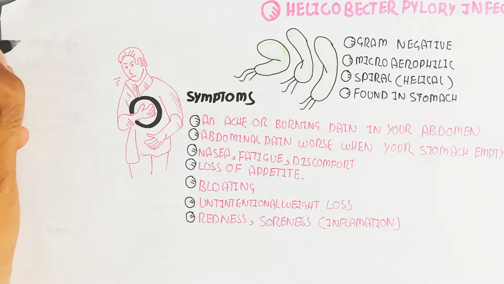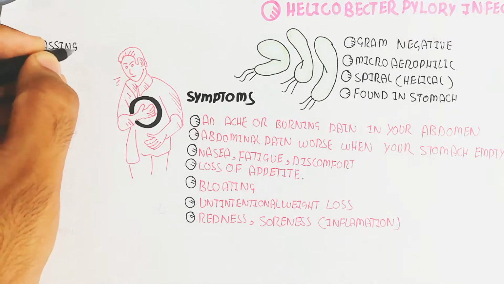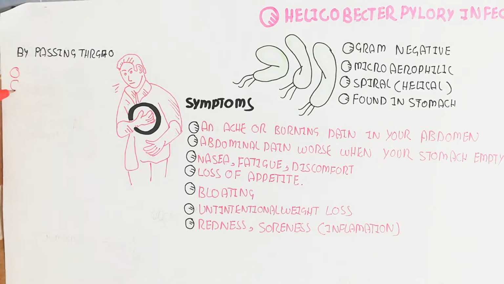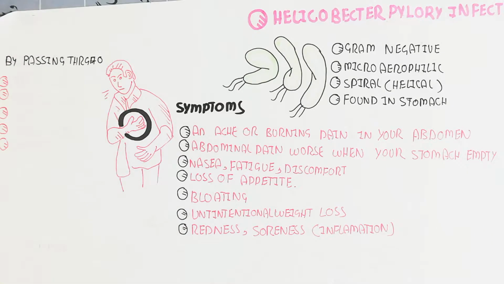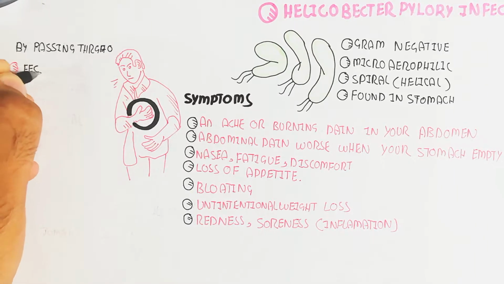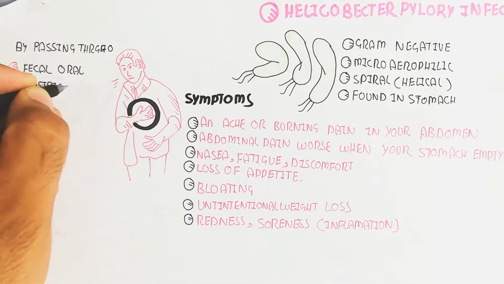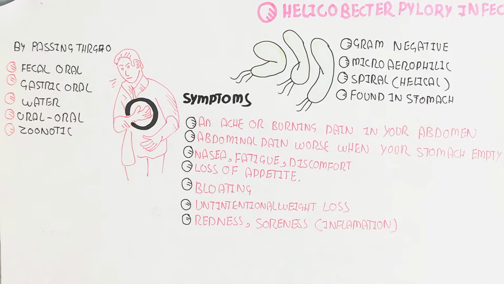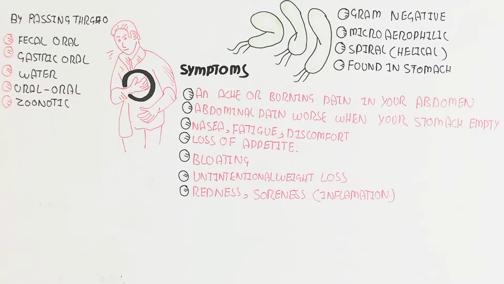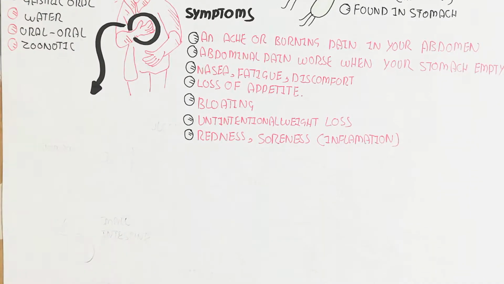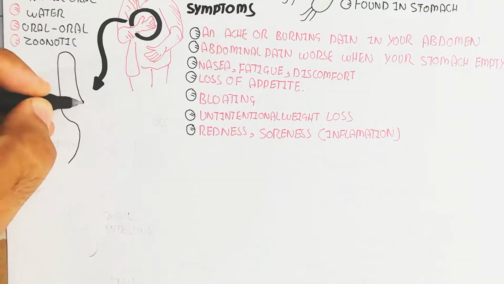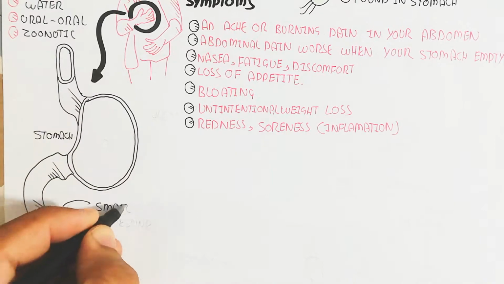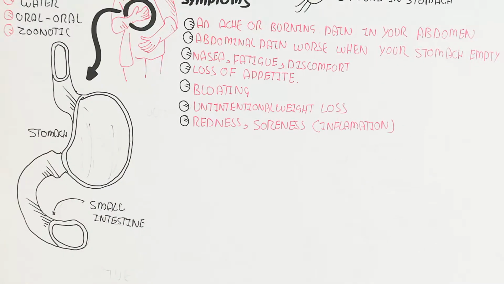On the other hand, the bacteria can also be transmitted by fecal to oral, gastric to oral, and through contaminated water, that is spoiled water. When we drink water containing Helicobacter pylori, it will cause infection. It also spreads oral to oral, and it is zoonotic, which means it can pass from animal to human. So this is the stomach and the small intestine.